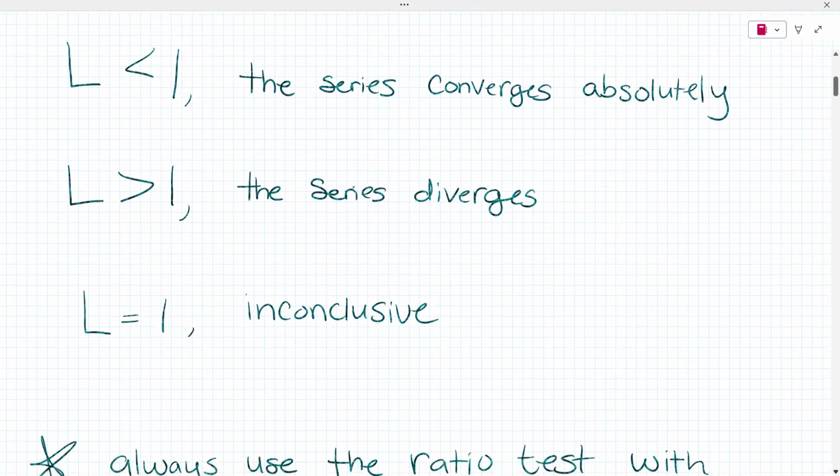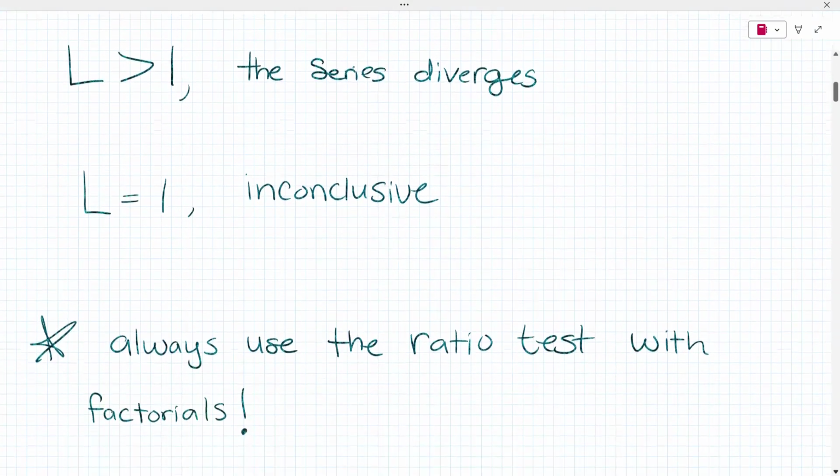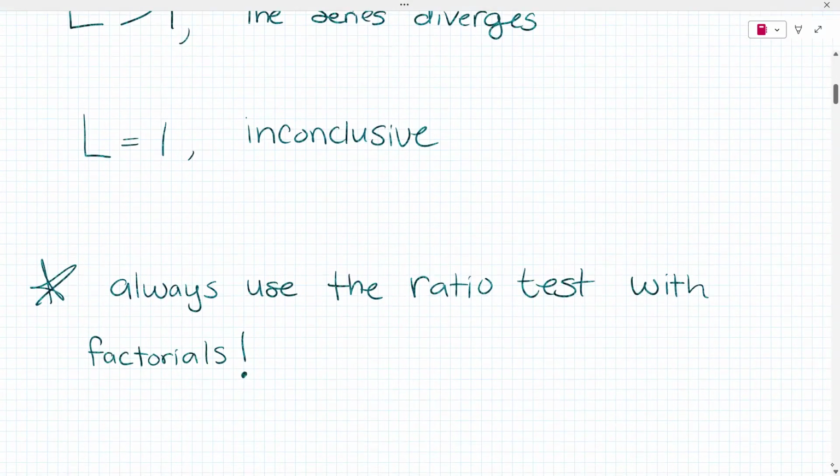Just one very key note: always use the ratio test with factorials. That's another big clue. When to use the ratio test is when there is some kind of factorial. So let's do an example. Let me go over the steps.